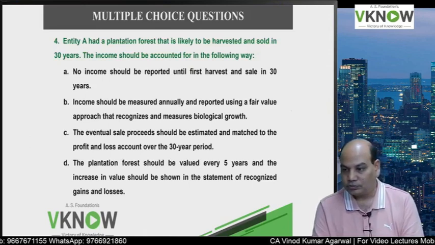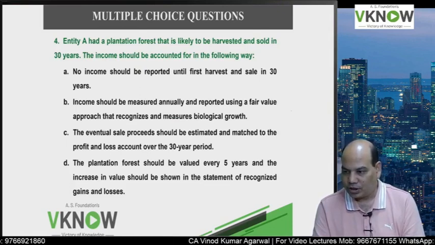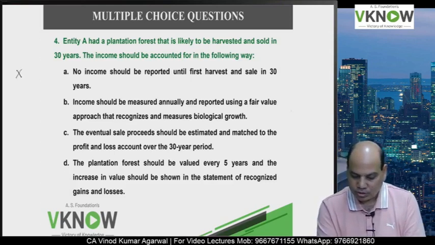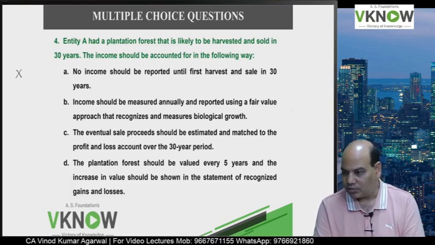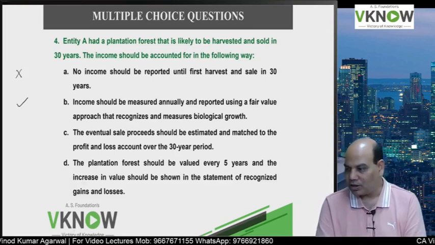Question number 4. Entity A had a plantation forest that is likely to be harvested and sold in 30 years. The income would be accounted for in the following way. First option, no income will be reported until first harvest and sale in 30 years. Right option or wrong option? Wrong. Income should be measured annually and reported using a fair value approach that recognizes and measures biological growth. This seems to be right. Okay, but we'll read the other options also.